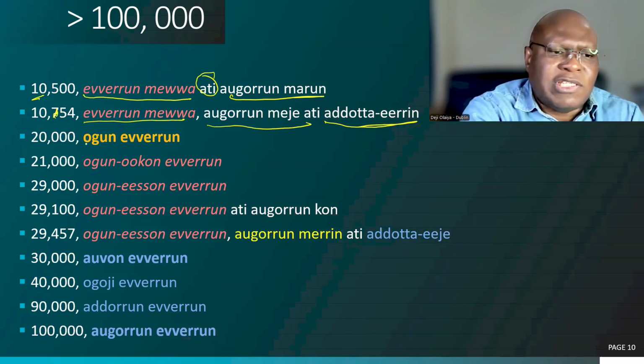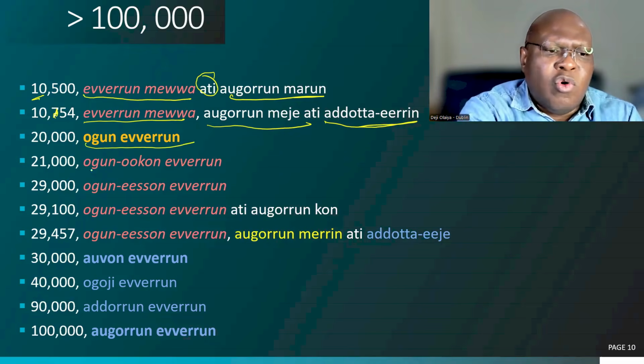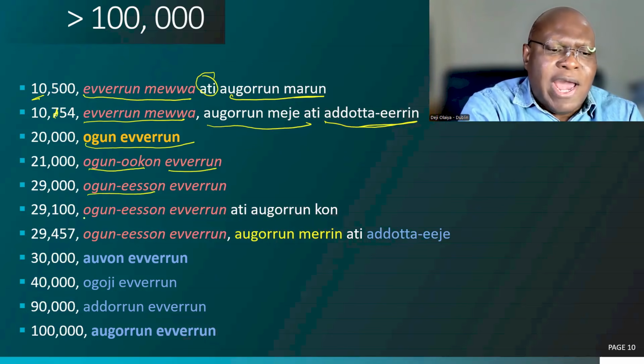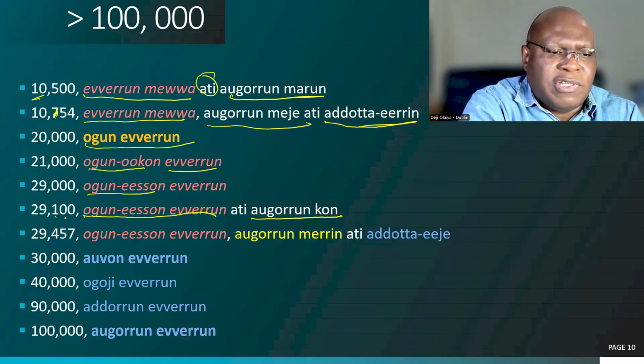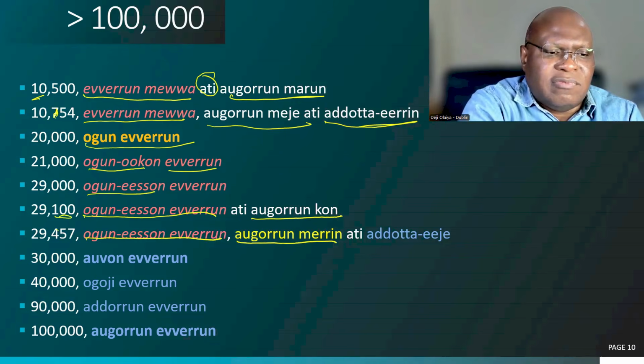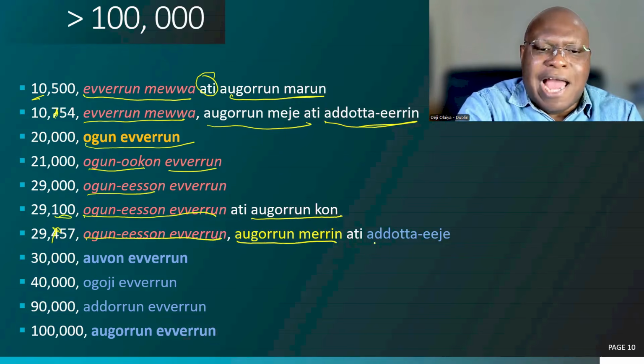So ogún ẹgbẹ̀rún, that's 20,000. 21,000, ogún ọ̀kan ẹgbẹ̀rún. 29,000, ogún ẹ̀sán ẹgbẹ̀rún. 29,100, ogún ẹ̀sán ẹgbẹ̀rún àti ọgọ́rùn-ún kan. Ọgọ́rùn-ún kan, which is 100. 29,457, ogún ẹ̀sán ẹgbẹ̀rún, ọgọ́rùn-ún mẹ́rin àti àádọ́ta èje, 57.